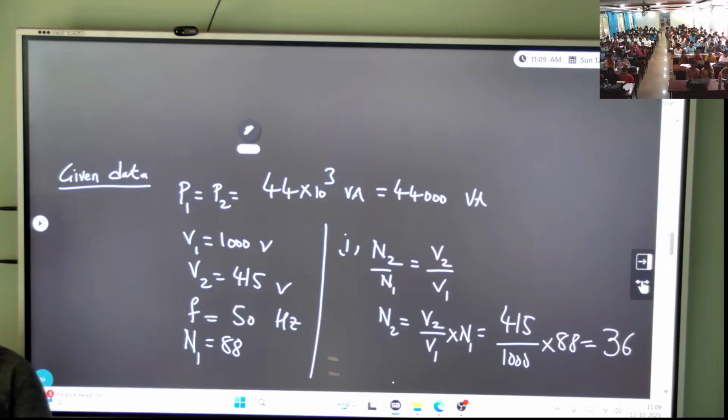Why? Because the number of turns cannot be in decimal. You can wind 1 turn or you can wind 2 turns, you cannot wind 1.5 turns. Okay, right, 36 turns. Next one in the question: calculate primary and secondary currents. Yes, next one is primary and secondary currents.